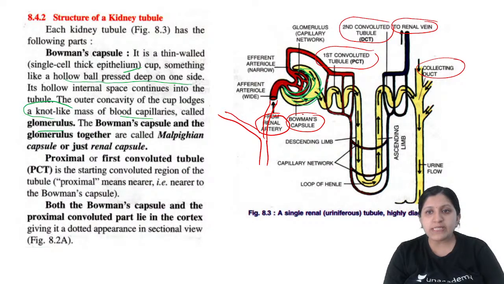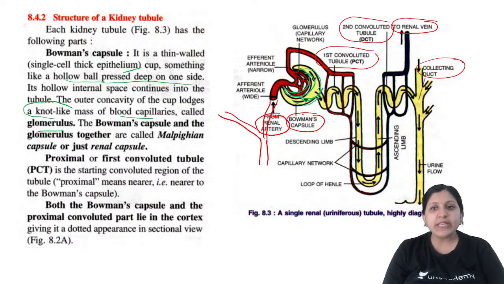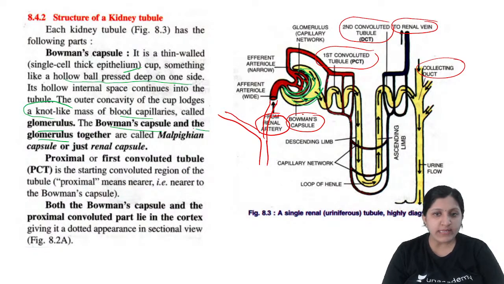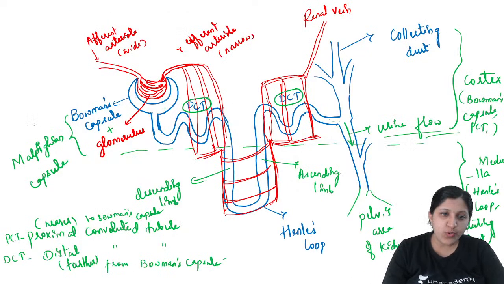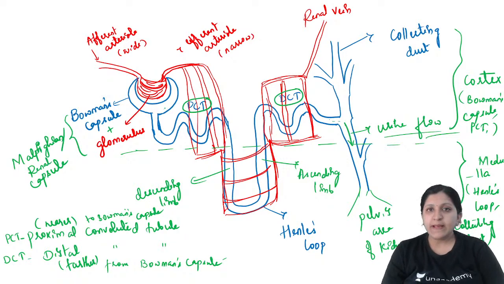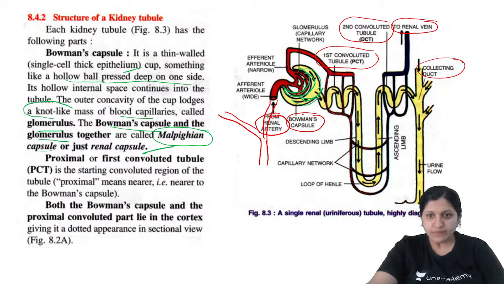Now this one is a Bowman's capsule and this particular one is the glomerulus. The Bowman's capsule and the glomerulus together we call a Malpighian capsule, or just a renal capsule. So here, the Malpighian capsule, or we can also call it a renal capsule. This one is a glomerulus over here and this one is a Bowman's capsule.